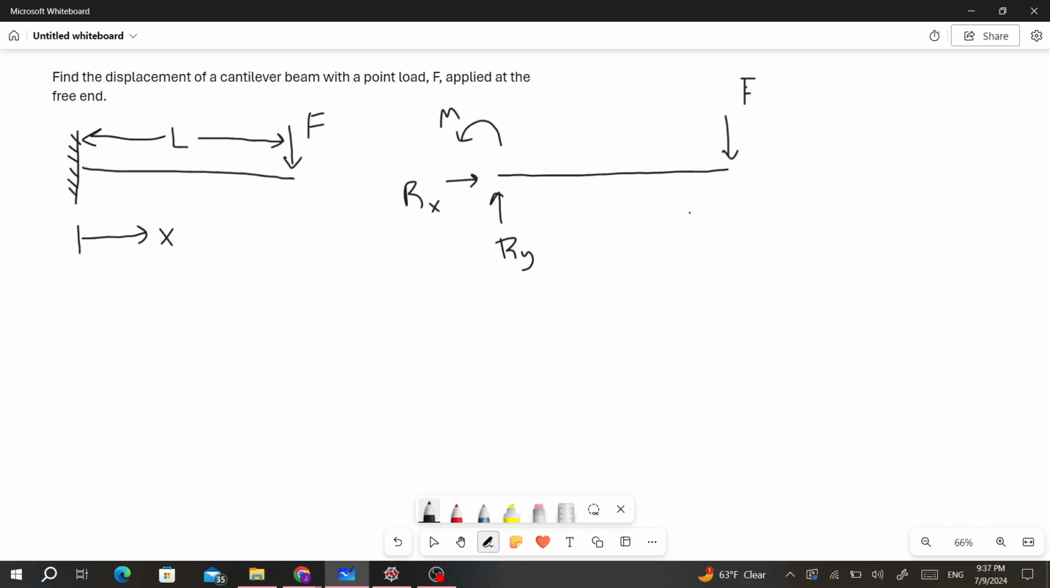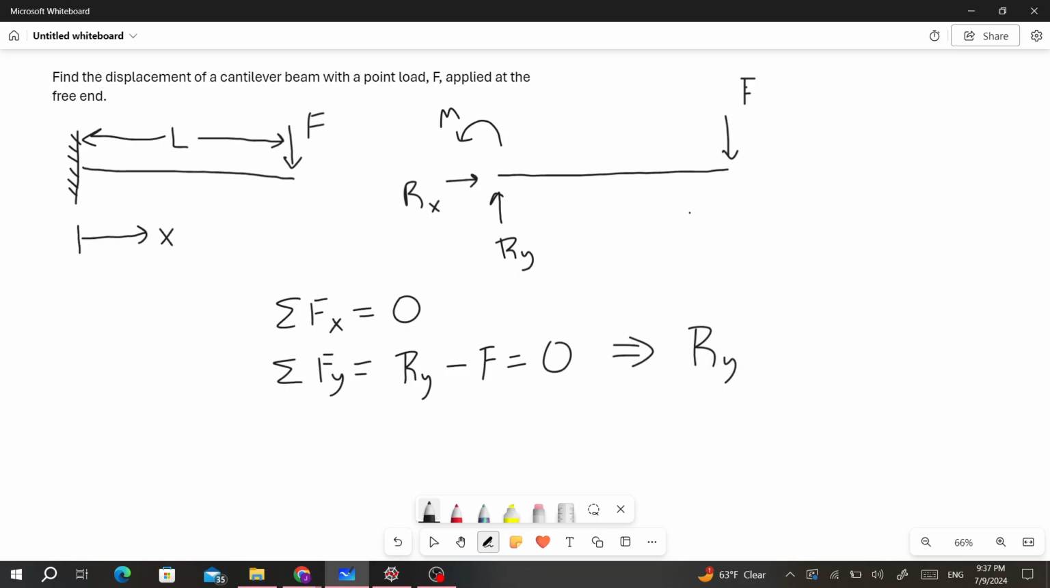Okay, so if we sum forces in x, there's really nothing to see because there are no forces in x, so we just see by inspection all the forces in x are 0. If we sum forces in y, we'll have the reaction force in y, Ry, minus F equal to 0, which tells us that Ry is equal to F.